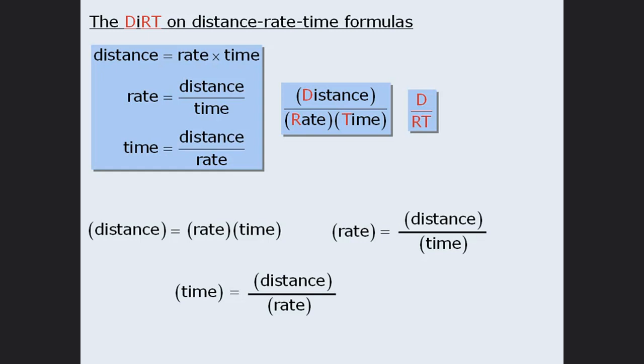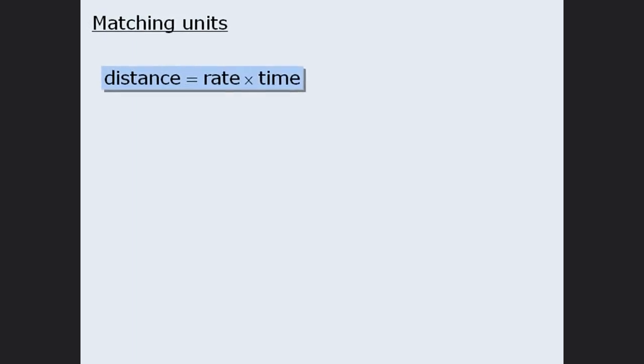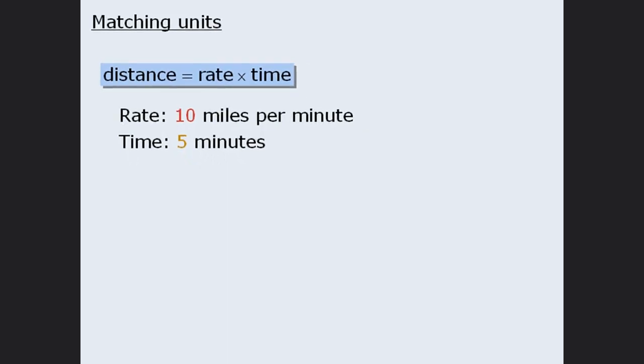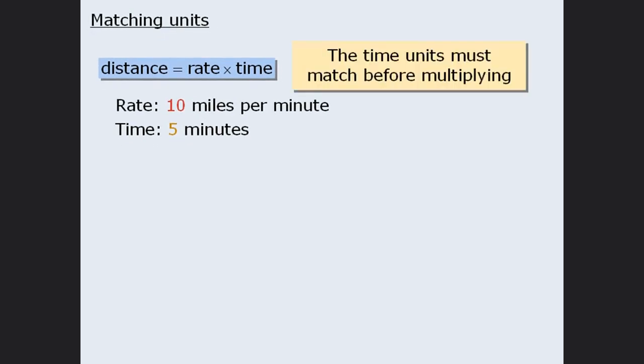Now, it's important to note that before we apply each of these formulas, there are certain units of measurement that must match first. Let's begin with the distance formula. Let's say that some object is moving at a rate of 10 miles per minute, and we want to find the distance the object will travel in 5 minutes. The distance formula tells us to multiply the rate by the time. However, before we do this, we must first confirm that the time units match. Here, the rate is measured in miles per minute, and the time is measured in minutes.